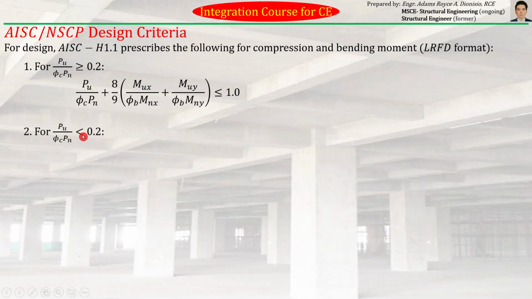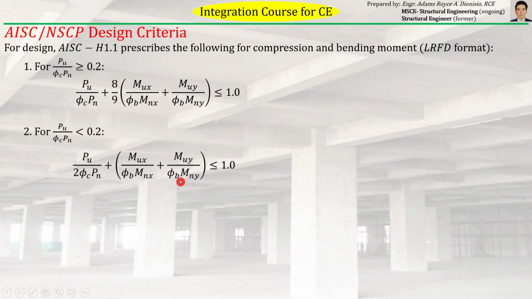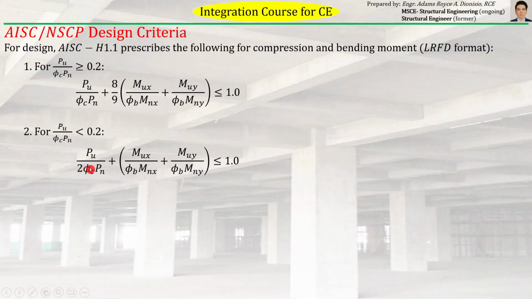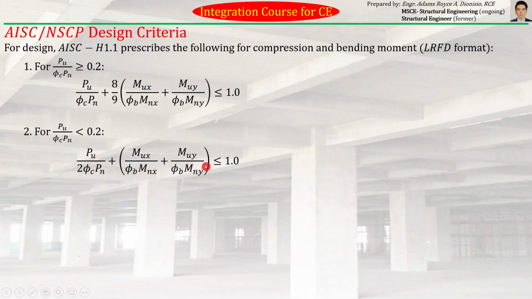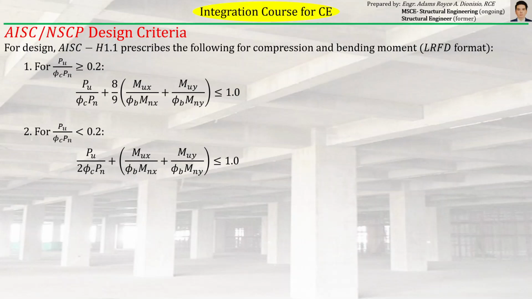Otherwise, kung hindi naman significant yung axial compression, meaning yung ratio ng Pu over φPn is less than 0.2, we have to use this interaction equation. Half ng Pu over φPn, 50% lang nito, and then 100% naman yung kabila. And dapat yung sum nila must be less than or equal to 1.0 to make sure that demand capacity ratio will be within the allowable limits specified by the code.